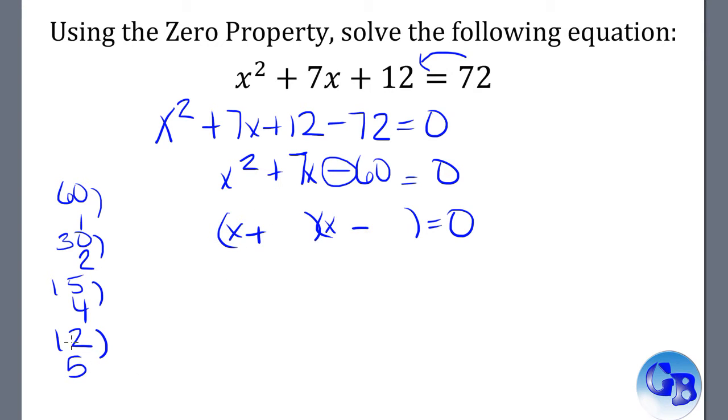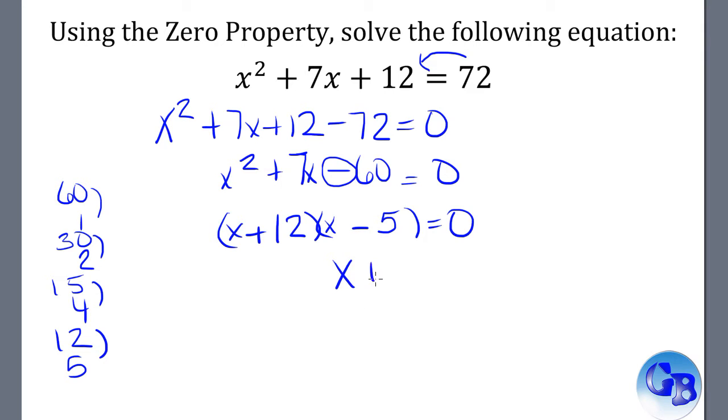Well, it looks like our closest difference is here between 12 and 5, and we're looking for a positive value, so we put the 12 over here and the negative 5. That means we get negative 5x and positive 12x. Positive 12x subtract 5x gives us 7x. Great, now we can move on to finding our solution.